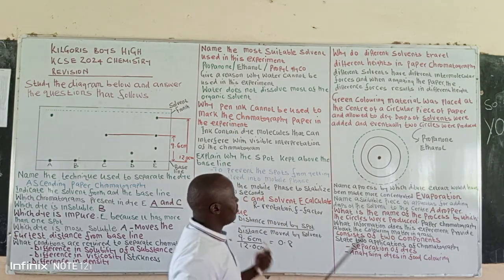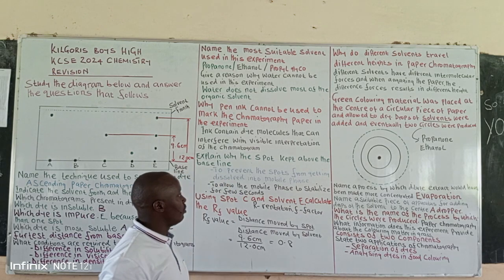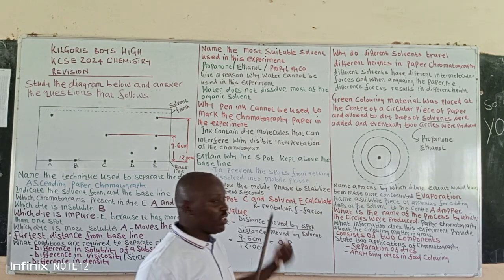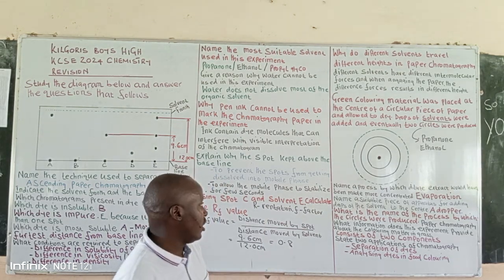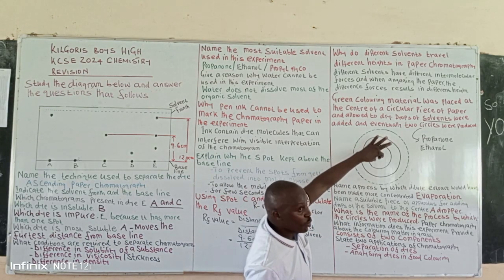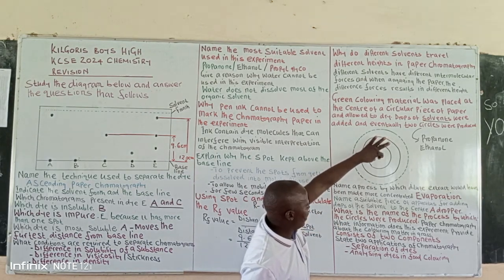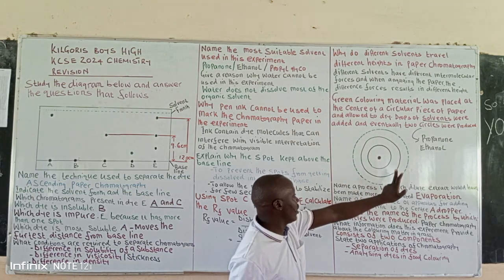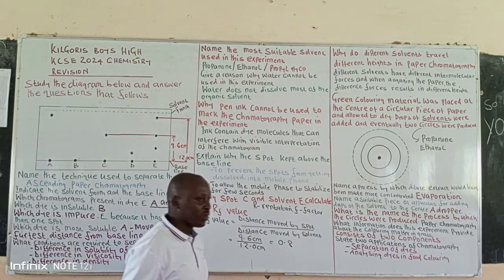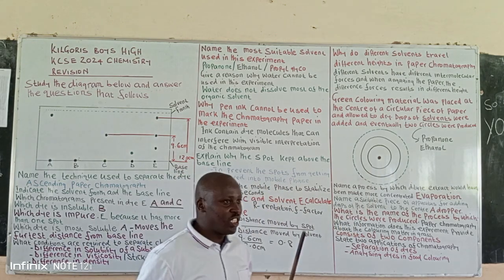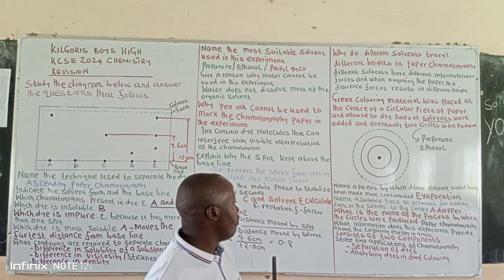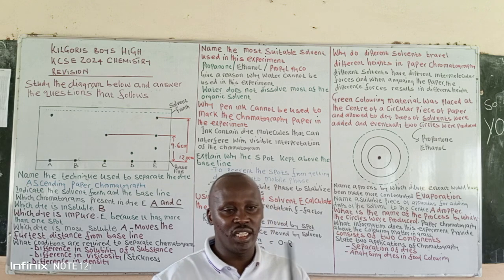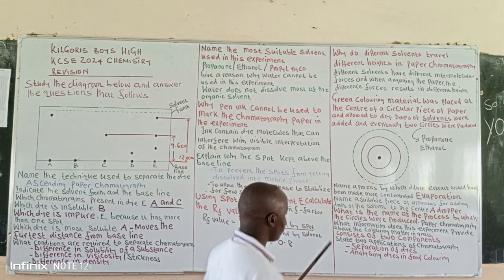A green coloring material was placed at the center of a circular piece of paper and allowed to dry. Drops of a solvent were added and eventually two circles were produced, as you can see. The drops of a solvent were placed here, and then we have the first circle and the second circle that were produced. Now, name a process by which a dilute extract could be made more concentrated. A dilute extract can be made more concentrated simply by evaporation.